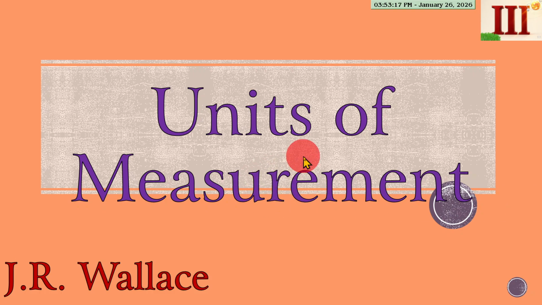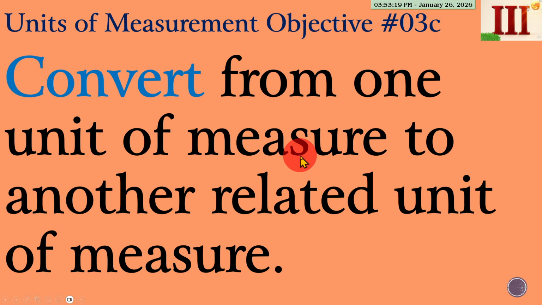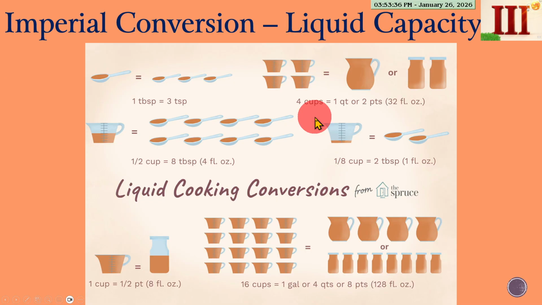As we continue with units of measurement, we are still on objective 3. We're looking at the third type of measurement, which is capacity, liquid measures. We are still converting from one system and staying within the system. So metric to metric and imperial to imperial.